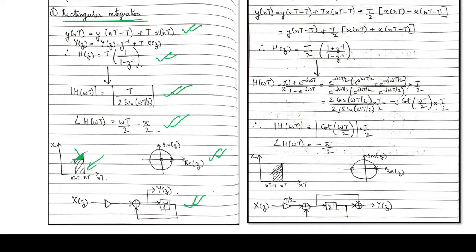Then coming to the trapezoidal integration. In the trapezoidal integration, you have the rectangular area and you have a triangular area. The equation of the trapezoidal integrator is this one. Then you can convert it into the z domain, and again if you look over here, you will get something like this, and then its realization over here. Again, if you see, it is basically a low pass filter.